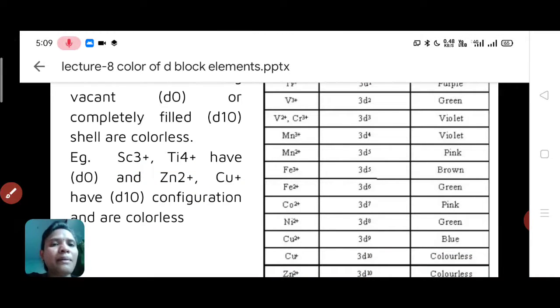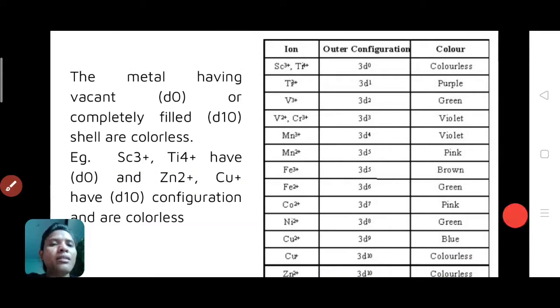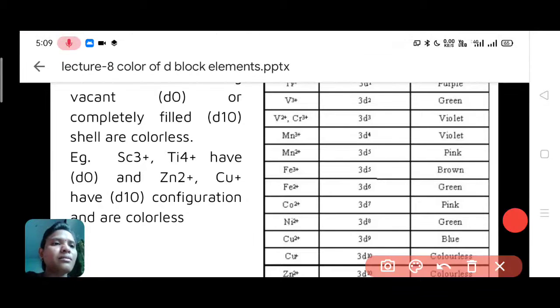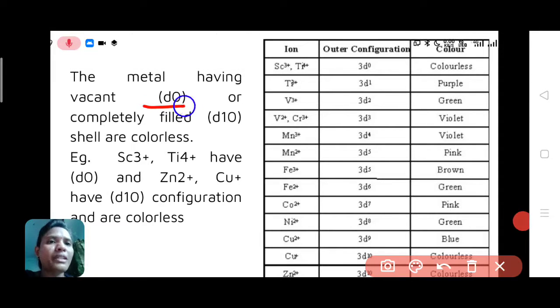So some elements in their complex compound formation state show a colorless appearance because of d0 configuration and d10 configuration. d0 configuration means empty d orbital, and d10 configuration means completely filled d orbital. This is the relation between d0 and d10 configuration and colorless appearance.